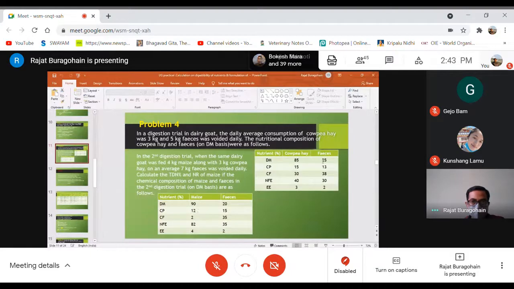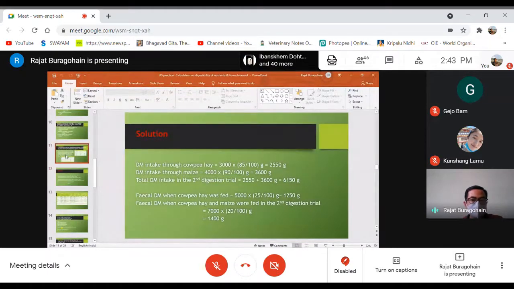That you remember. Here, whatever nutrient was voided in the feces, that nutrient was from the cowpea hay. But here, the nutrient voided in the feces was both from cowpea hay as well as maize. We cannot differentiate how much is from maize, how much is from cowpea hay. That we cannot say from this particular table. But we can calculate that, I will show you. Okay. This is the indirect method of determining the digestibility.